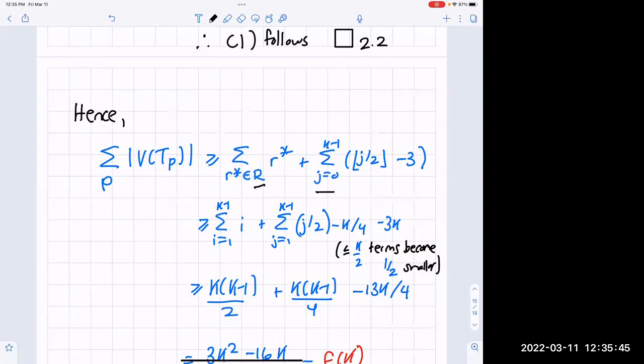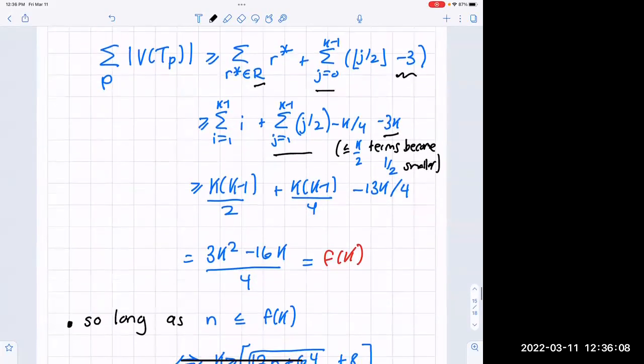So you decrement a little. There are about half the terms that become about a half smaller. So just use that fact. And this is bounding above this term, which is J over 2 minus K over 4. And for this part, I just summed it up from 0 to K minus 1. So I get 3K. So put that all together, I get this quadratic, 3K squared minus 6K over 4. And I'll call that function f of K.